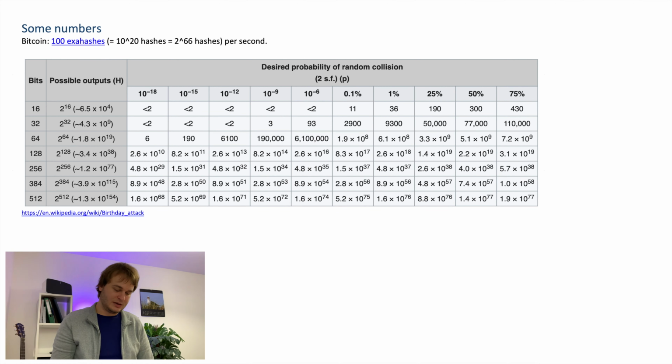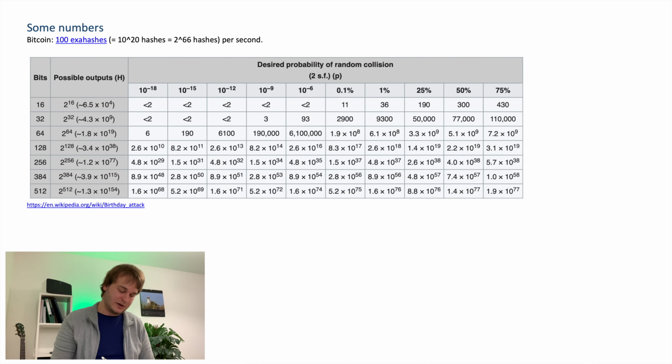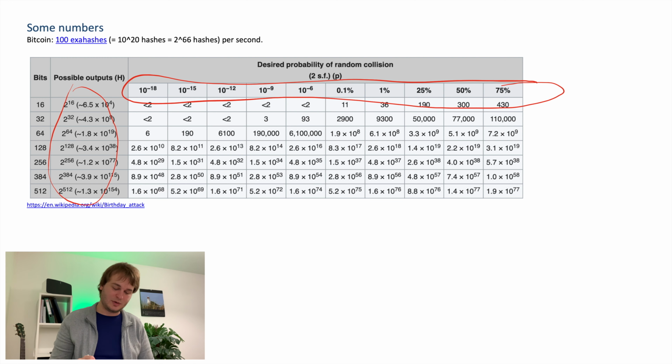So this would be 10 to the 20 hashes. That's roughly 2 to the 66. So we can take this as an indicator of how much computation is possible on this world. And then I took this nice table from Wikipedia, which lists a bunch of example values for birthday attacks. So this tells you if your hash function has this many possible outputs and you want this success probability, then you need this many operations to find a collision with that probability.